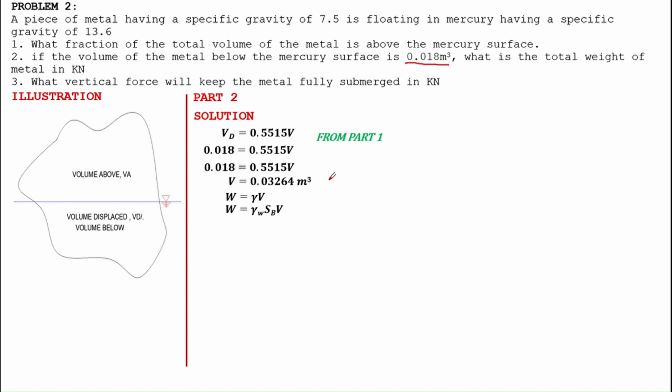Substituting values, we get the total weight of metal is equal to 9.81 kilonewton per cubic meter times 7.5 times the volume of metal, that is 0.03264. Total weight of metal is therefore equal to 2.40 kilonewton.